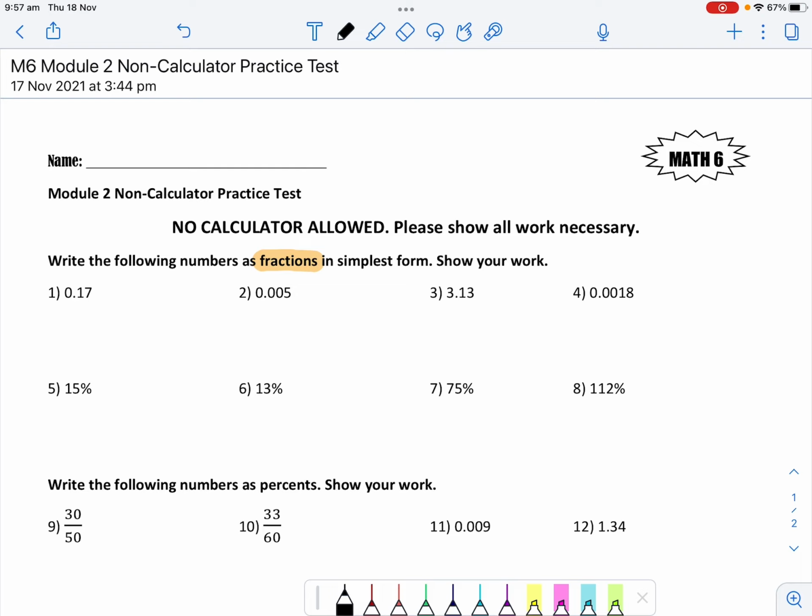So for the decimals to the fractions, I'm going to be counting decimal places and using the correct power of 10 for the denominator, and then simplifying the fraction if necessary. So 0.17 is 2 decimal places, so 17 over 100, and 17 over 100 cannot be simplified. 0.005 is 3 decimal places, so 5 over 1,000, and these have a 5 in common, so it's 1 over 200.